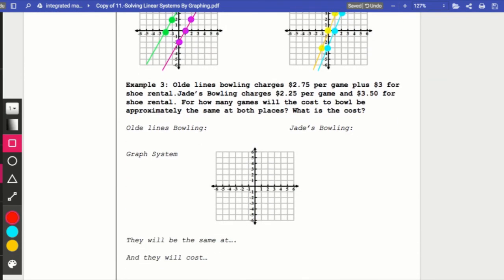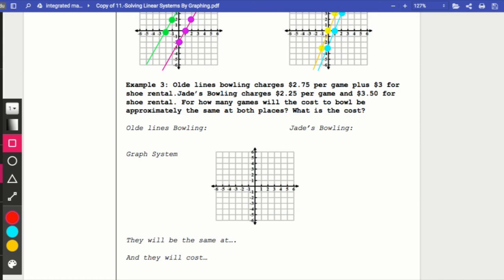All right, last little bit. Old Lines Bowling charges $2.75 per game plus $3 for shoe rental. Jade's Bowling charges $2.25 per game and $3.50 for shoe rental. How many games will it take for the cost to bowl to be approximately the same at both places, and what is the cost?